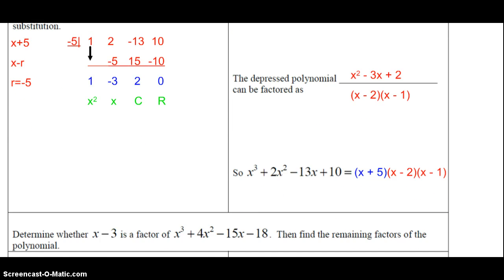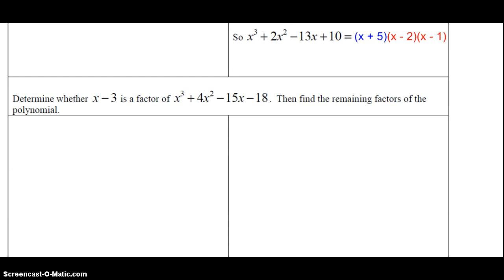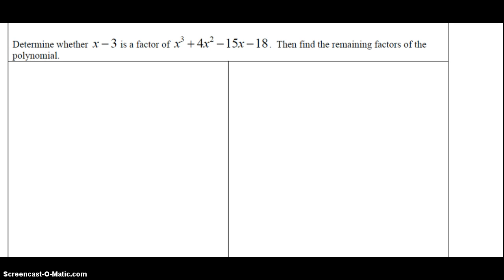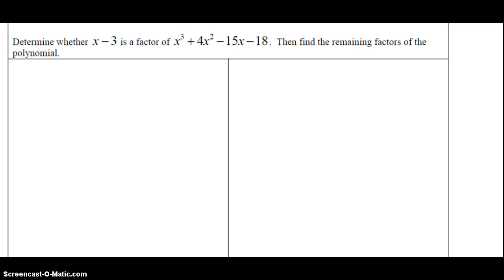Now, we have another example here, and what we want to do is we want to determine whether x minus 3 is a factor of the polynomial x cubed plus 4x squared minus 15x minus 18. And then we want to find the remaining factors of the polynomial. So what we're going to do is we're going to set up our synthetic division again. If, in fact, we get a remainder of 0, then we know that x minus 3 is going to be a factor of the polynomial.